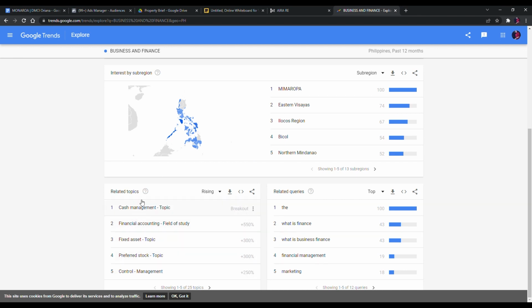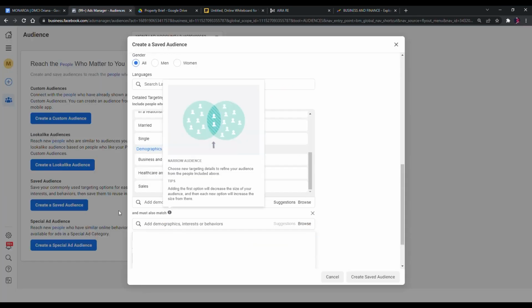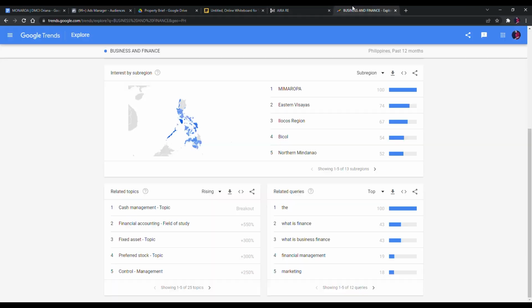So as you can see, you have a lot of other keywords right here that aren't usually going to show up in the suggestions, not unless you really have to dig for it. So cash management, there's financial accounting, it's a field of study. We're just going to open them up all in different tabs right there, and I'm just going to click next. Goods and services, taxpayer might be good, capital expenditure. And by the way, these are things that small business owners usually like to dive into.